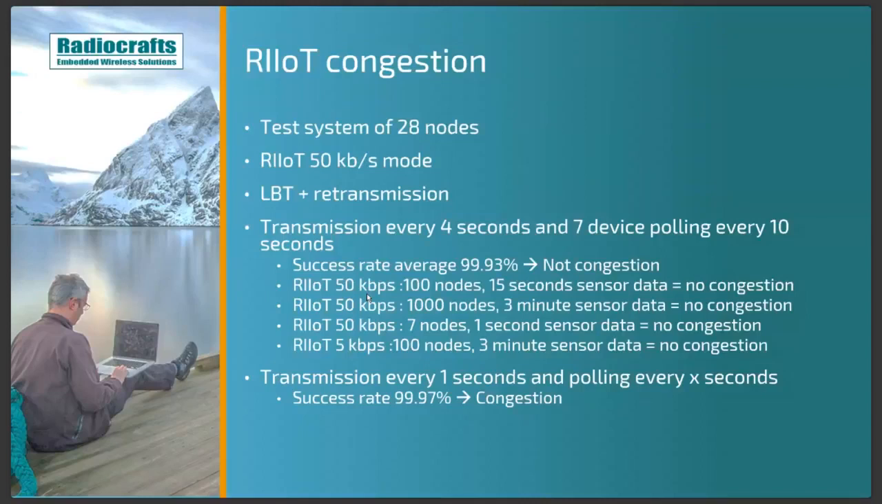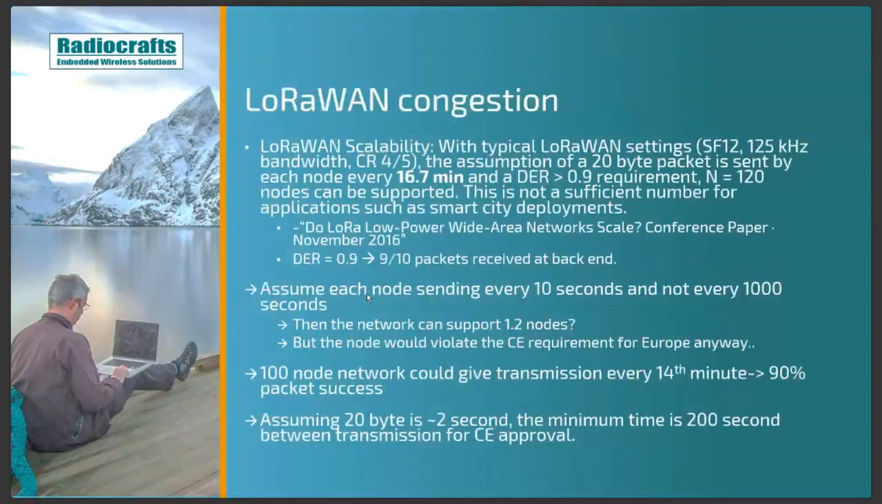If you compare it to alternative technologies, we could look at LoRaWAN, for instance, which is a very popular technology. We have some curves coming afterwards as well. But basically, with a standard LoRaWAN setting of spreading factor 12 in a 125 kilohertz channel, sending 20 bytes every 16 minutes, they get a success rate of 90% with 120 nodes.